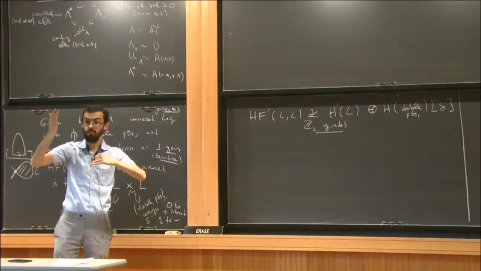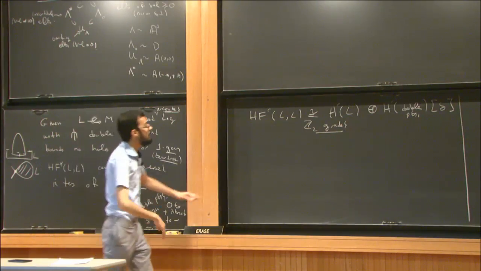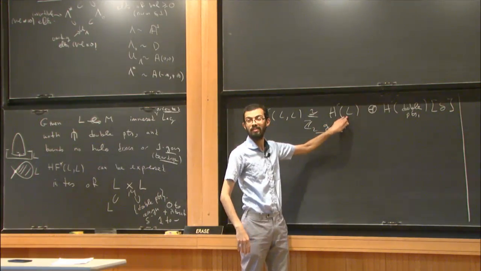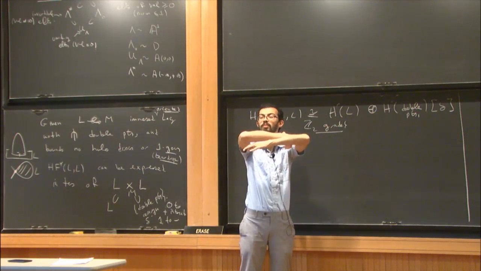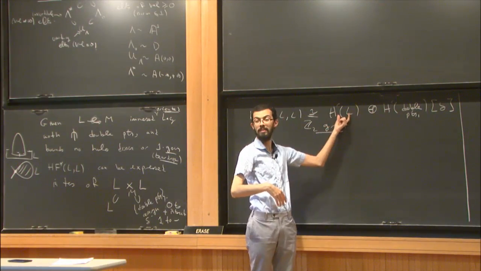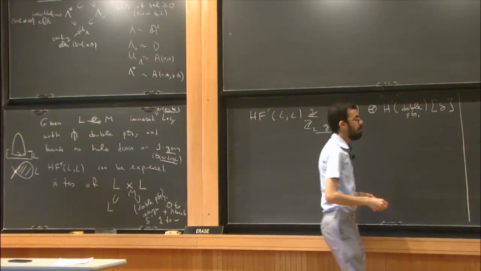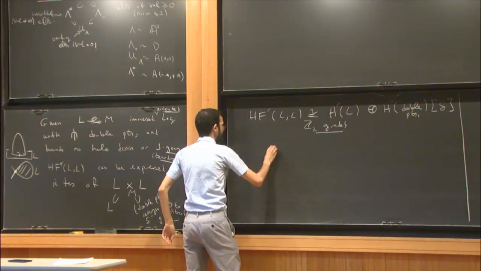If you took L and you perturbed it, then you would see as many intersections. So you would see some collection of generators that just come from one sheet with itself, and that would generate this piece. But why didn't you draw a figure 8? L is the union of two embedded Lagrangians.